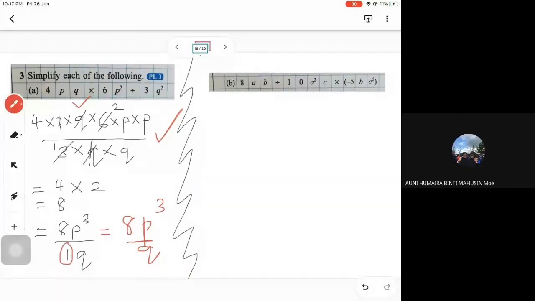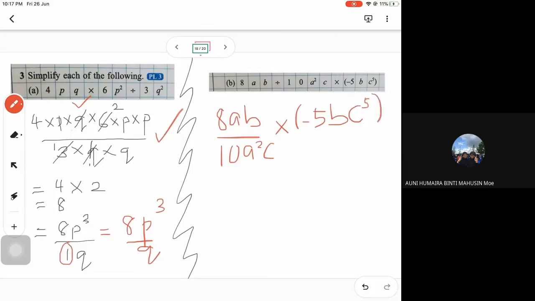Soalan. Okay, so very quickly, I write down here. AB. Divide. Okay, so divide kan? So divide, you make it, write it in fraction. So divide 10 A squared C. And then you have multiply. Multiply, you put it on top. Multiply. Negative 5 B C power of 5. Okay?